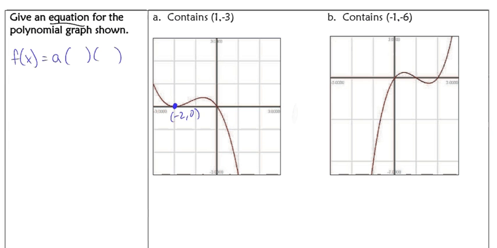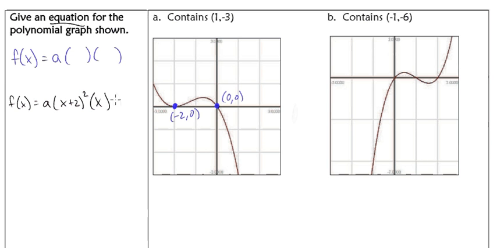f of x would be a times (x plus 2) squared, because it's a double root, it's bouncing off there. And then it has another root at 0. Another root here over at 0. So 0, 0. And that factor is going to be x. If you want to write x plus 0, you could, but we'll write that just as x.